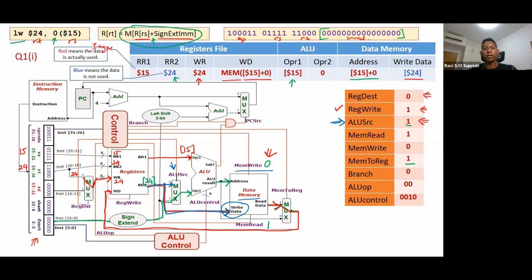Memwrite and memread cannot both be one at the same time, correct? Then you're going to cause data corruption. Correct. So the idea is only one of them can be one depending on the instruction. If it is a load word instruction, only memread will be one. So that is the responsibility of the control unit. If it is a store word instruction, then memwrite will be one.